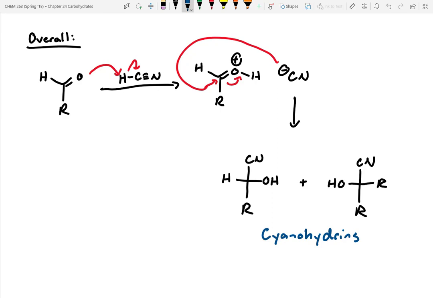Wait, are you sure it's HOH and HOR or HO? Oh, sorry, this should be an H. Thank you. So what do we call diastereomers that differ at one stereocenter that's not the anomeric carbon? This was yesterday. What was that? Epimers, exactly. So in this case, we're making a pair of epimers.